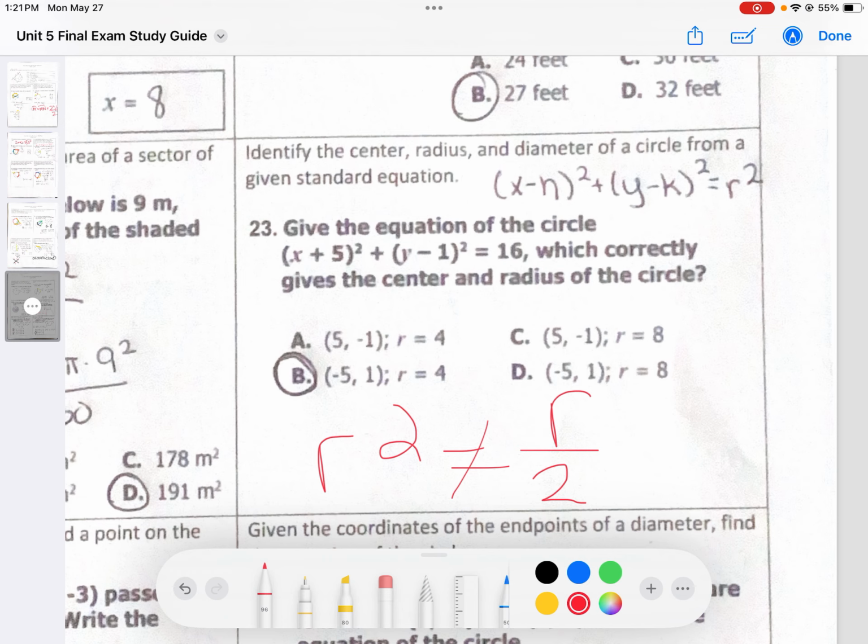So if you know your radius squared is 16, well, what number multiplied by itself gives you 16? Not multiplied by 2. R squared does not mean to multiply a number by 2. R squared means to multiply a number by itself. That's the point of an exponent, to tell you how many times to multiply a number by itself. So if I had r cubed, that means to multiply it 3 times. So a number multiplied by itself to give you 16 is 4. And so that's why my answer is B.